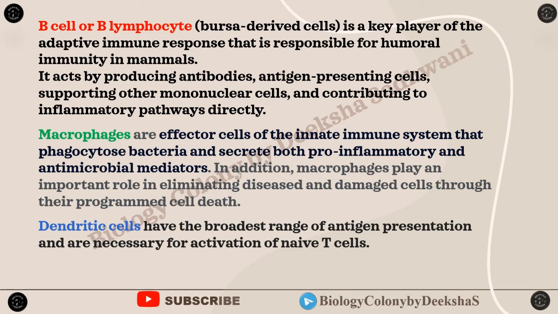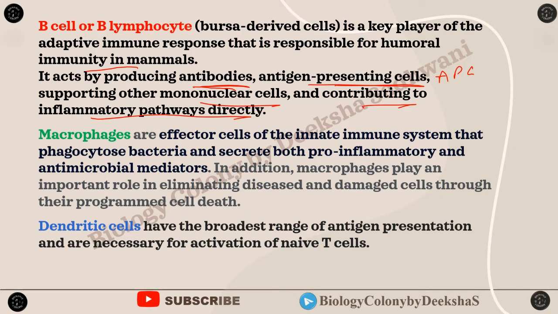So the B cell or B lymphocyte is a key player for the adaptive immune response that is responsible for humoral immunity in mammals. It acts by producing antibodies, acting as antigen presenting cells, that are APCs, supporting other mononuclear cells and contributing to inflammatory pathways directly. So B cells are involved in antibody production, which are basically binding to the antigens and processing.